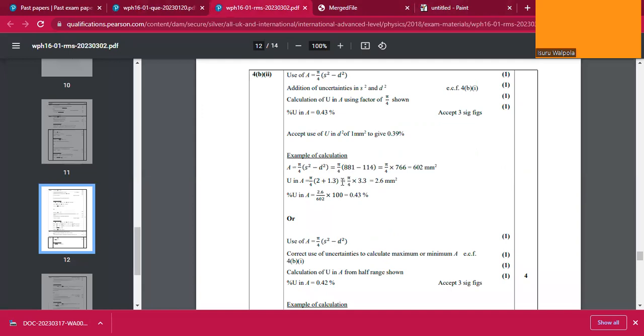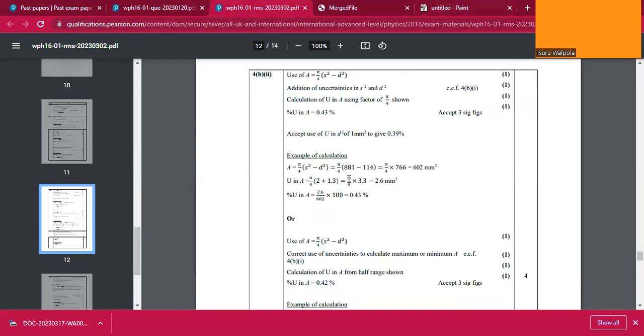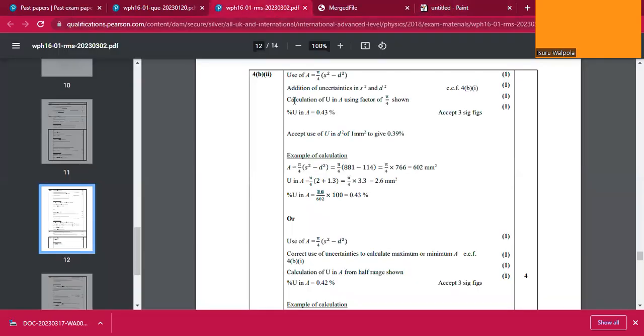Anyway, the pi by 4 also applies to the 3.3, as you can see, giving us the 2.6. Again, I'm not using the full value of pi. That's why I'm getting 2.7. Then the percentage uncertainty is found by taking again this value over this value into 100.